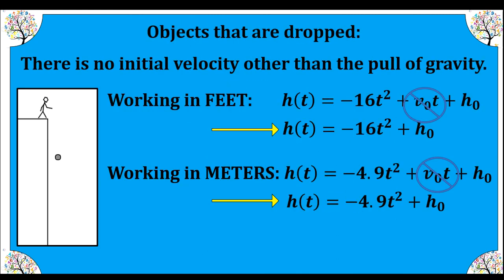The next slide is when objects are dropped. When you have an object that's dropped, it's not thrown, there is no initial velocity. So again, in your notebook, write objects that are dropped have no initial velocity. Therefore, there is no b term. This middle term is 0, so you don't have a term there. So here is the equation you're going to have. You have your a value and your c value. When you're dealing with feet, you're going to use this equation, and when you're dealing with meters, you're going to use this equation.